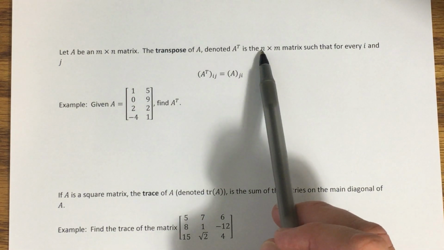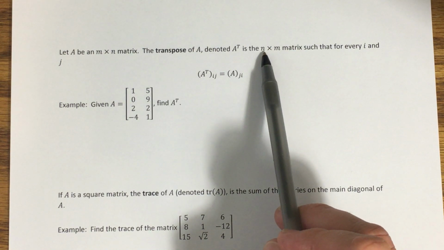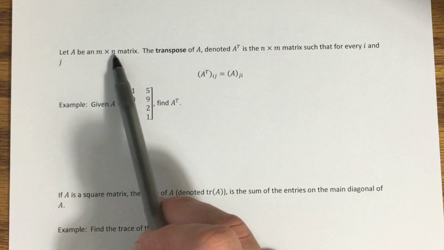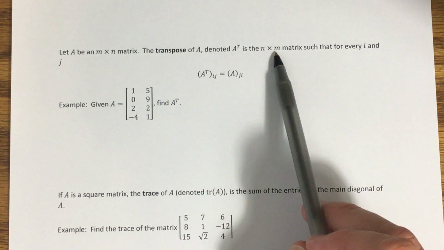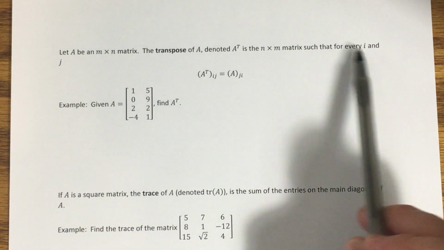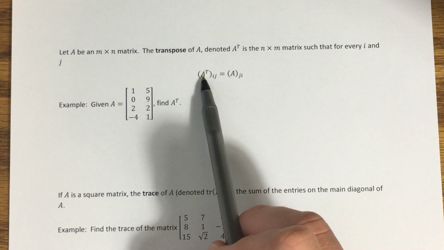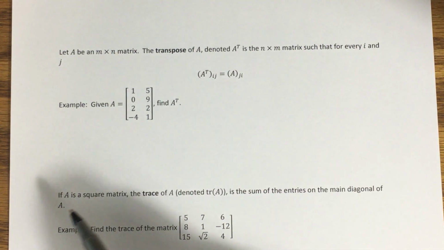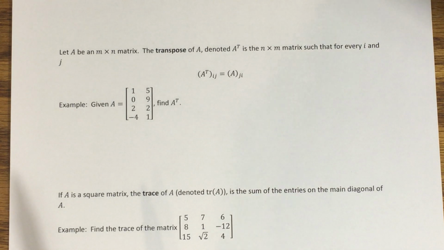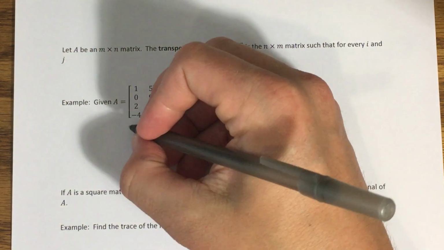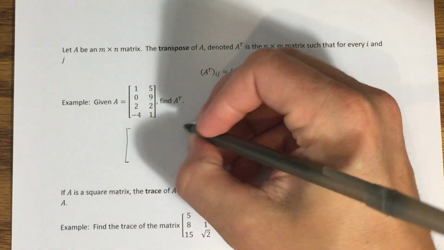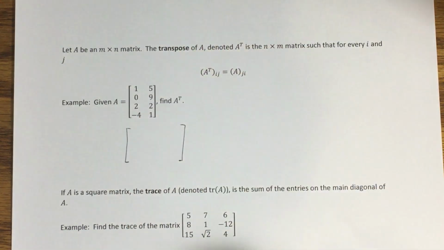A transpose is the n by m matrix. Notice the number of rows and number of columns has switched. It's the n by m matrix such that for every i and j, the ijth entry of A transpose is equal to the jith entry of A. What? Well, if you're confused by that, let's try it with an example.